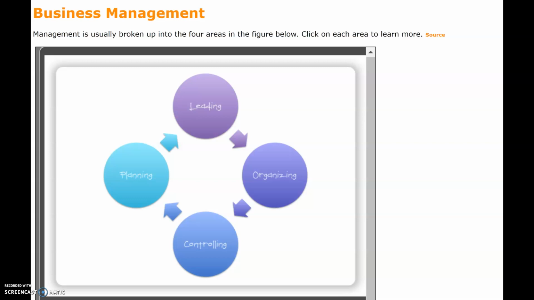For those of you who are having problems with the business management presentation, here it is. Management is usually broken up into 4 areas in the figure below. Click on each one to learn more.